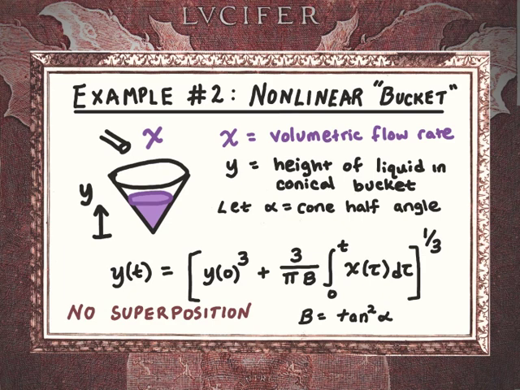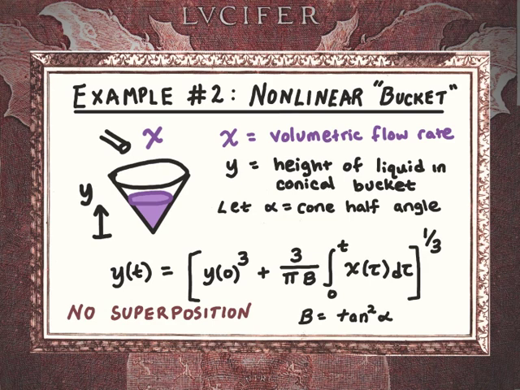Let's now examine a second example of nonlinear systems. So this is our nonlinear water bucket. The only difference between this and the previous water bucket is this one is cone-shaped, while the previous one was a cylinder. So, x is the volumetric flow rate of water into the bucket. y is the height of the liquid in this conical bucket. And denote alpha as the cone half angle of the bucket. The relationship between input, output, and initial condition is shown at the bottom of the page.